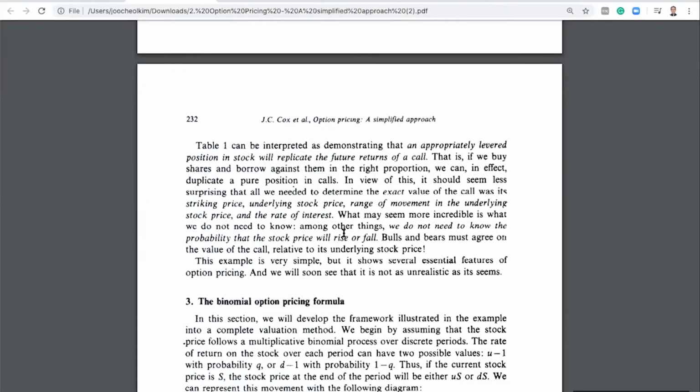And they explain something, and here is one thing. Okay, I'm gonna read from here. What may seem more incredible is what we do not need to know. We do not need to know the probability that the stock price will rise or fall. So I did not say anything about the probabilities. I just said the coin shows up head or the coin shows up tail, but it doesn't matter. Whether it's a half or whatever probability, the price must be the same.